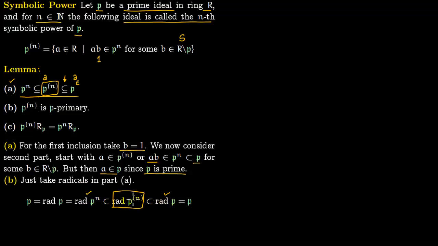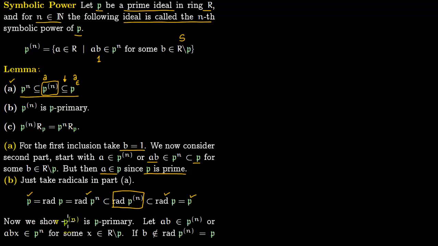We have copied this, just taken radicals, and radicals preserve the inclusion. Now since P is a prime ideal, the radical of P would be P. The radical of P^n would be the same as the radical of P, which is P, because again P is a prime ideal. So we have P here and P here, so we have shown the radical of P to the symbolic power of n is P. That was the first part of showing that P to the symbolic power of n is P primary. Now we show that it is P primary.